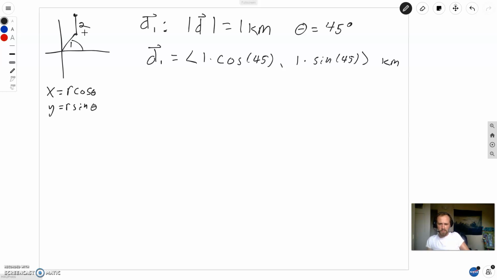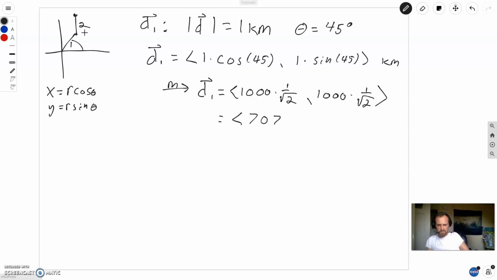So then converting to meters, I will get d1 equals 1,000 times 1 over the square root of 2, comma 1,000 times 1 over the square root of 2. And this equals about 707, comma 707. Okay, so that is our first vector, d1.